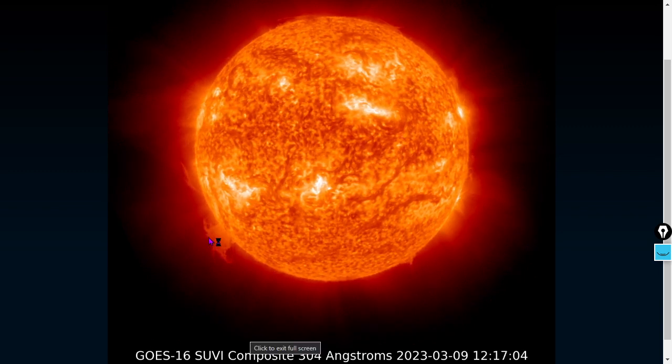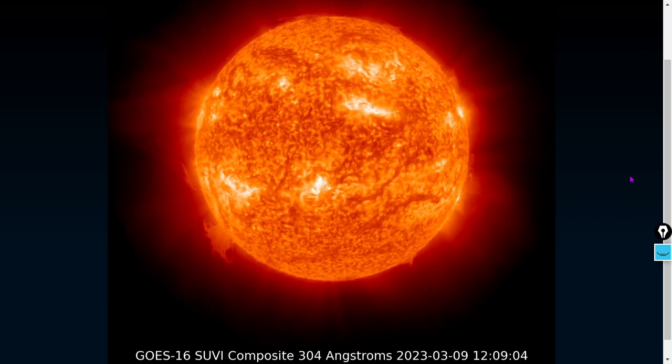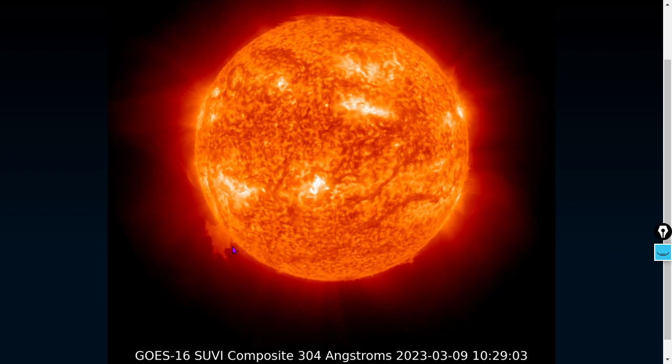So this prominence down here is not going to keep hanging out. That is on its way out. It could collapse instead of ejecting. But we'll be streaming that later today.